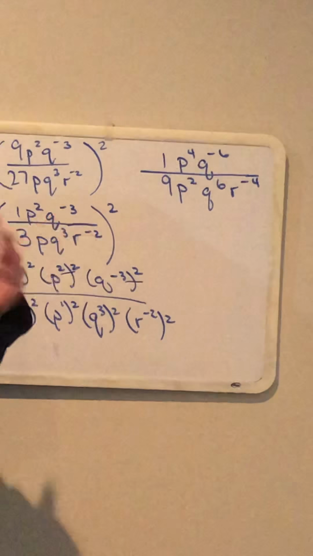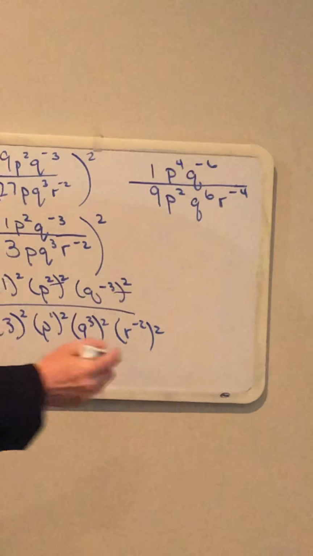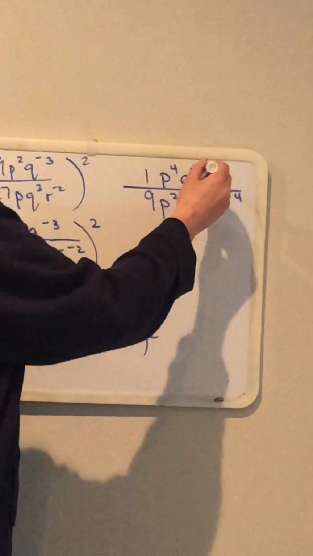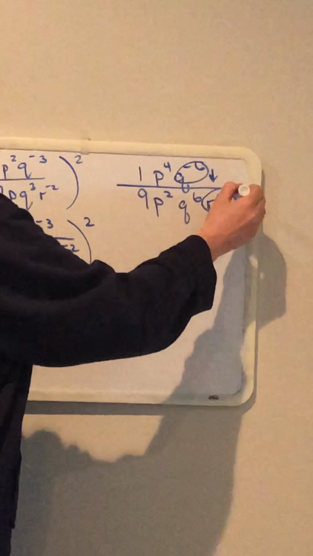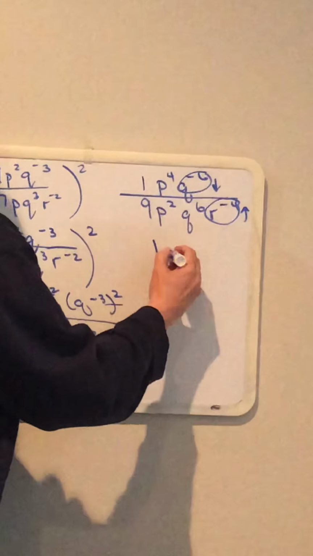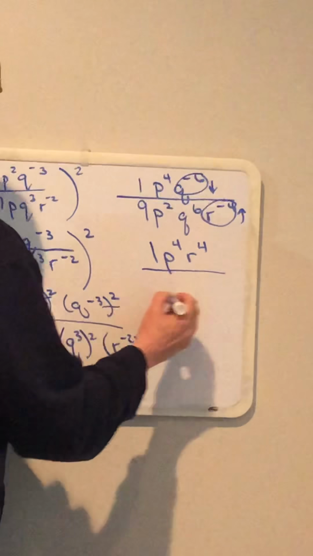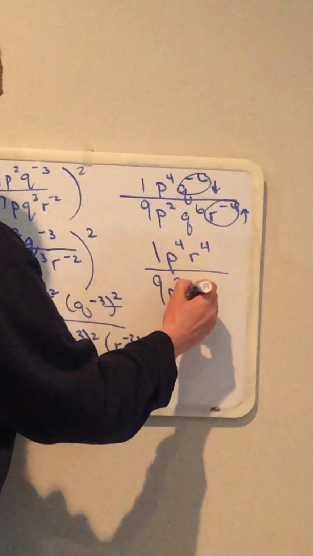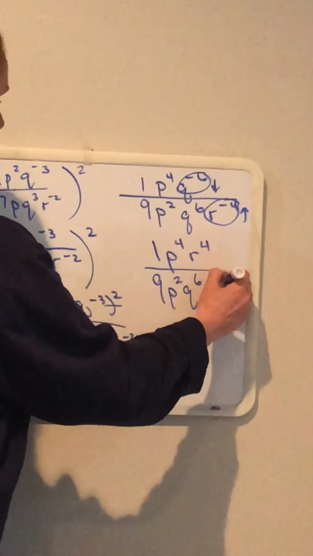Now before I do any adding or subtracting of exponents, I'm going to move any negative exponents to the opposite side of the fraction bar. So the q to the negative sixth is moving down to be with the one that's already there. And the r to the negative fourth is moving up. Those are the only two movements you're making. So in the numerator, I have 1, p to the fourth, r to the fourth, over 9, p to the second, q to the sixth, and another q to the sixth.